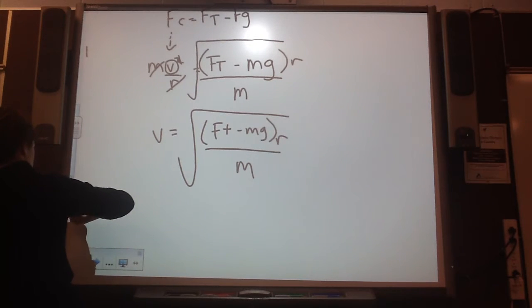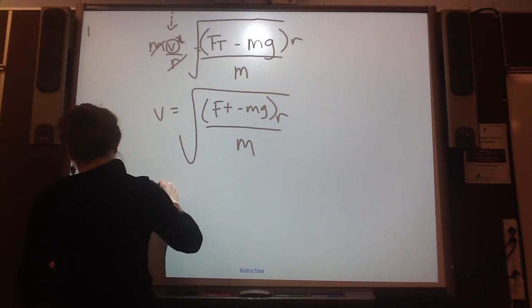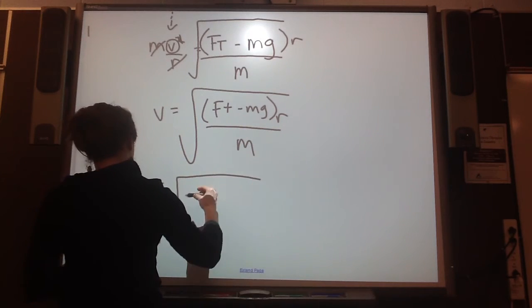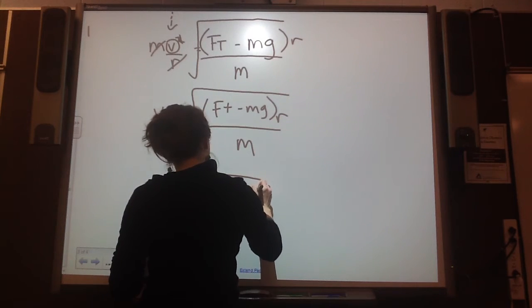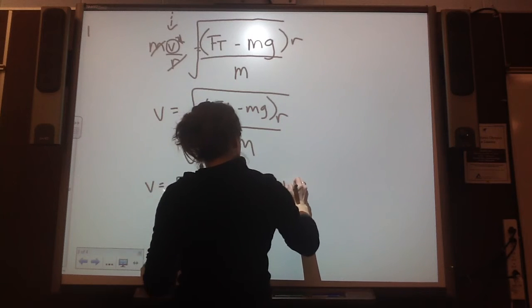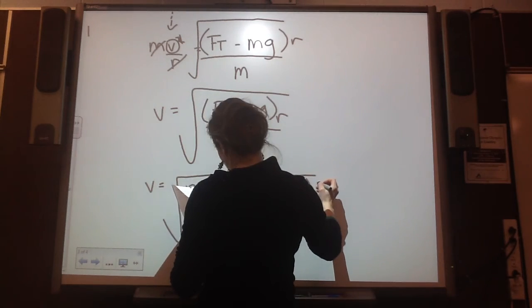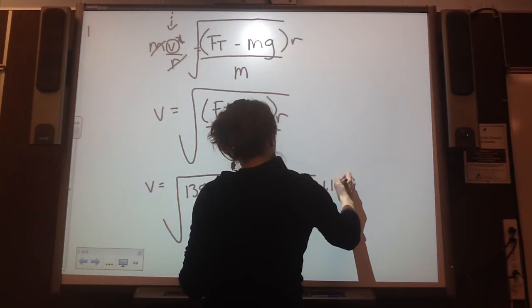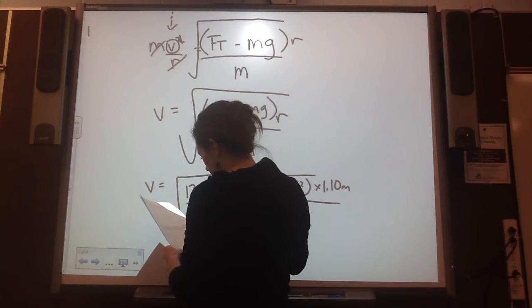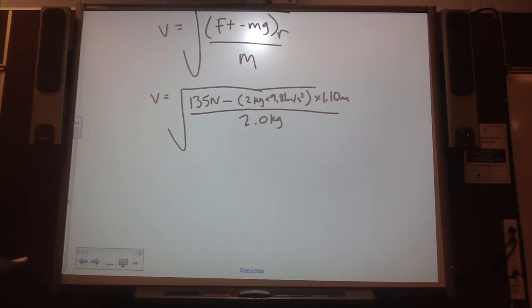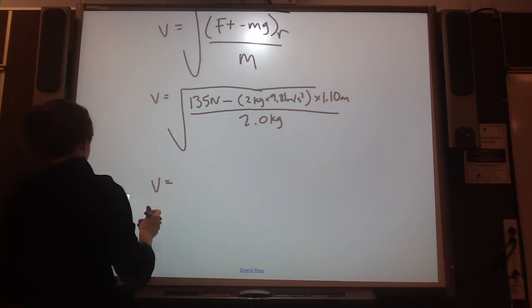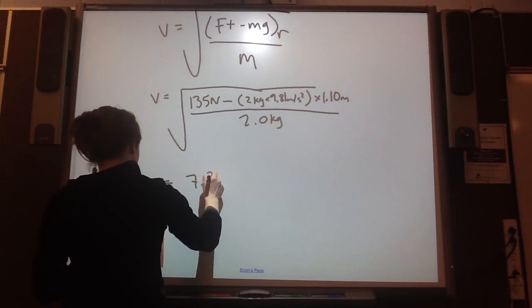So, let's put this in. So v is equal to the square root of 135 newtons minus 2 kilograms times 9.81 meters per second squared, all times 1.10 divided by 2.0 kilograms. So v is equal to 7.97.